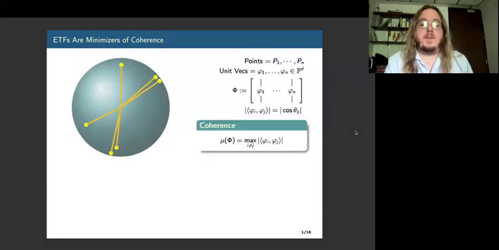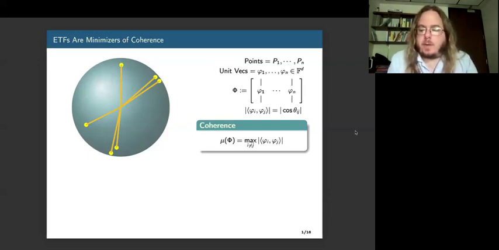And for that, I'm going to use something called coherence. This measures the maximum of the modulus of the pairwise inner products of these vectors. And because they're unit vectors, this is the modulus of the cosine of the angle between them. So when 2 points are close, the angle between these two things is going to be small, and the cosine will be large. And then as that angle gets larger, that cosine will get smaller.